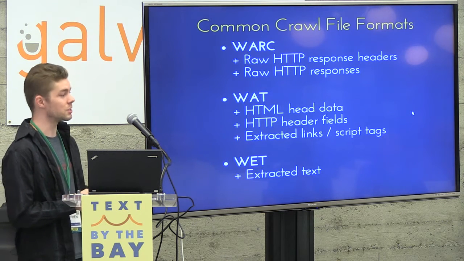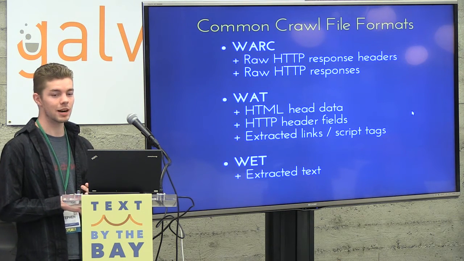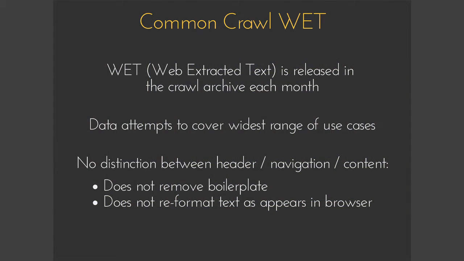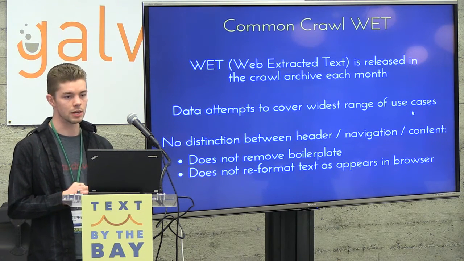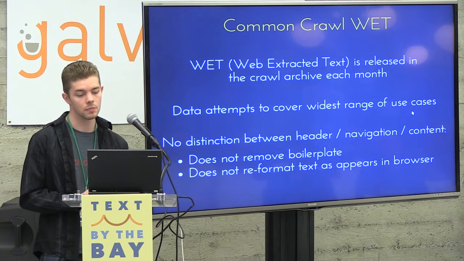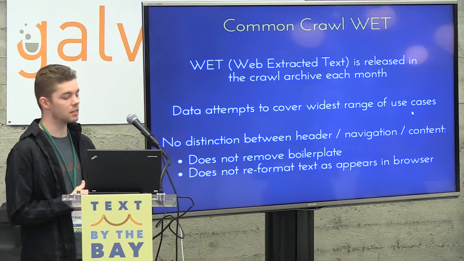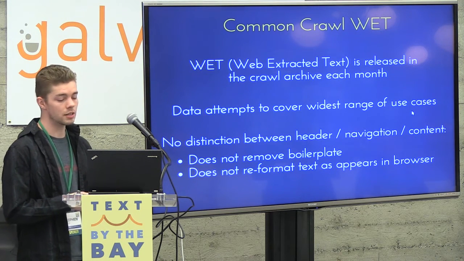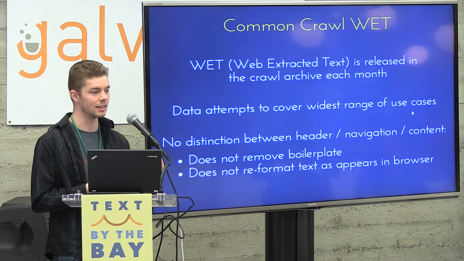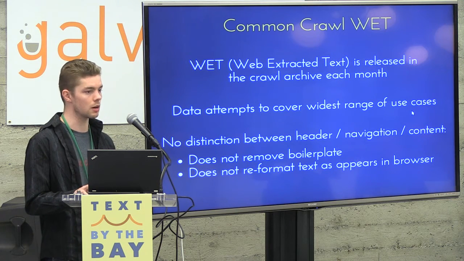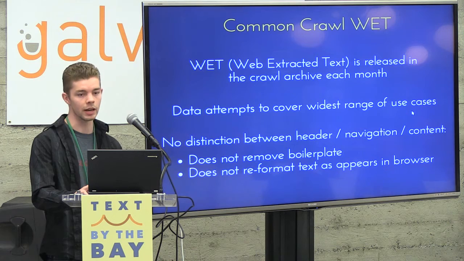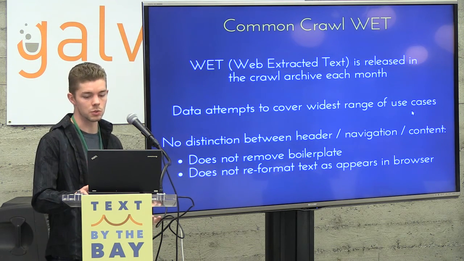And the third format, which you guys are probably most interested in, is the WET format, or the extracted text. The extracted text is released alongside the crawl archive every month, and it's basically immediately available. It tries to cover the majority of use cases. So you're not going to see a whole lot of specific NLP conversions in place. We're trying to get the majority use case there. Because of that, there's no distinction between, say, the header, navigation, or content. We don't remove boilerplate at this level, and we don't reformat the text to appear exactly as it would in the browser, so paragraph tags, for example. But even given that, it's an incredibly useful resource to start off with, and if you wanted to actually reformat the data in some way, you have all the raw HTML there for you to use as well.